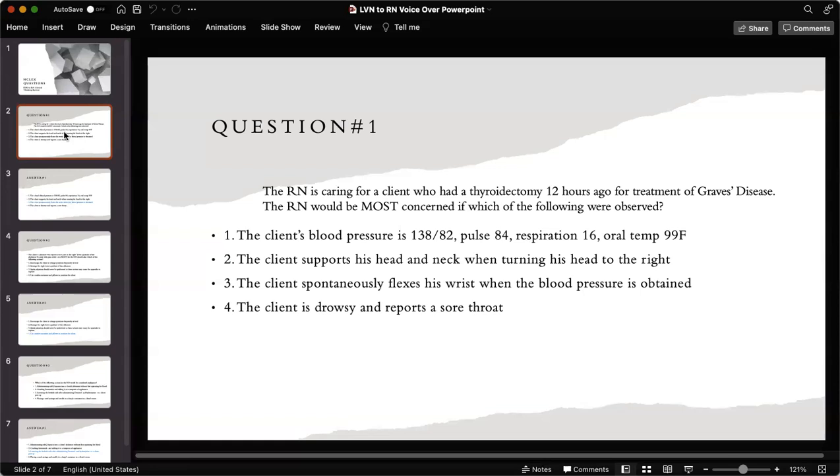So that's another part where we can kind of get tripped up because it gives us 2 different things in this answer. The client is drowsy and reports a sore throat. So to me, I'm going to still keep that as physical. And again, if you're not sure, keep it.